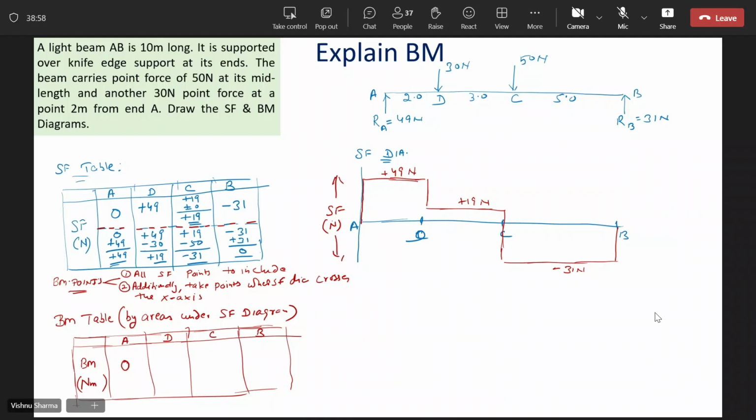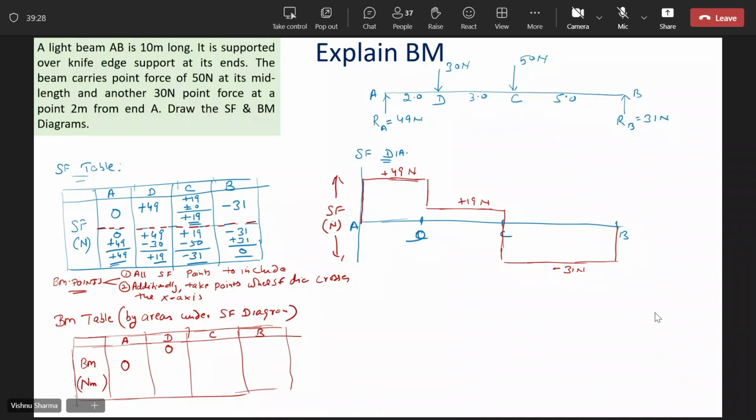Now we'll keep carrying it forward and keep applying the change, instead of every time starting from the left hand. And I told you we are going from left to right. So positive SF will give positive area, positive BM. Negative SF will give negative BM. Why? Because we are going from left to right. If we reverse the movement, these signs will reverse. Please remember. I carry forward the 0 and now I move my paper to D.